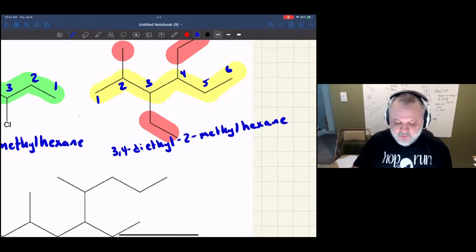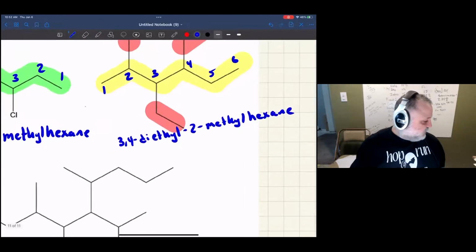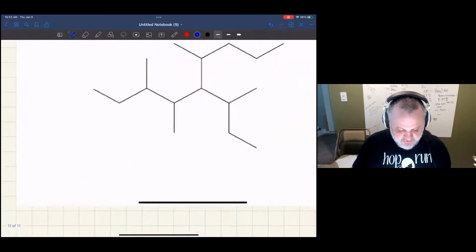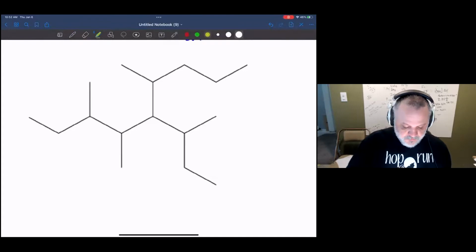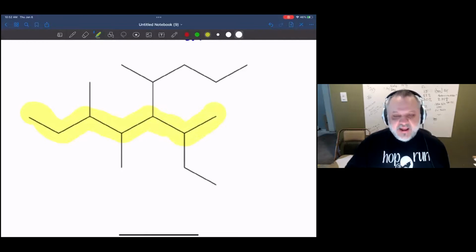Okay, got that one done. All right, let's do the next one. All right, here's our last one. It's a little bit of a complicated situation, so we're going to have to figure out the longest chain. 1, 2, 3, 4, 5, 6, 7. Okay, we got a heptane. So let's try a different path though.